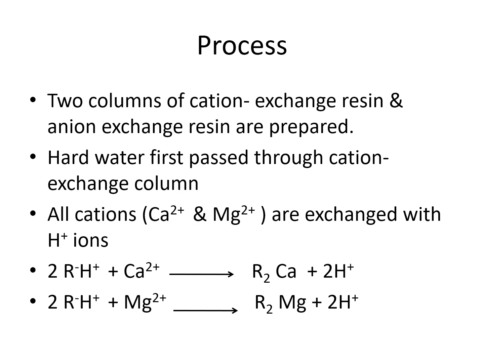So we have two columns, a cation exchange resin and an anion exchange resin. First it is prepared, and hard water first passes through this cationic exchange column. All the cations, calcium 2+ and magnesium 2+ ions, are exchanged with H+ ions. And we have the exchange reaction, that is, our RH+ cationic exchange resin exchanges with the calcium 2+ present in hard water and forms R2Ca, and 2 H+ ions release into water.